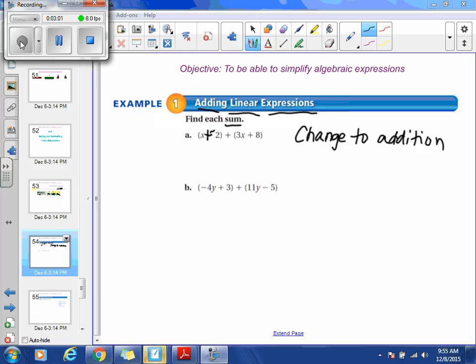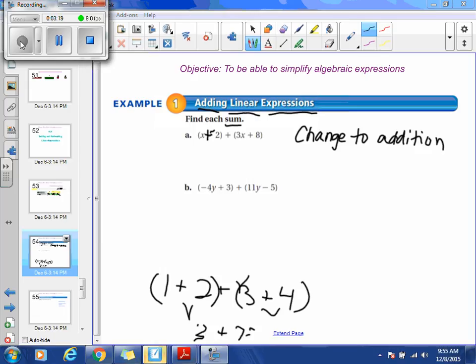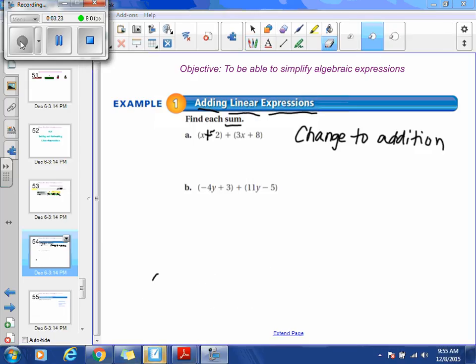So we could quickly look at this in this example. Don't write this down. 1 plus 2 plus 3 plus 4. If we added those all up, we get 10. If we did groups and said do this first and do this second, we get 3 plus 7, which also equals 10. So parentheses do not matter. They do not change the answer when your expression is all adding. So we're going to get rid of those parentheses and just write x plus negative 2 plus 3x plus 8.